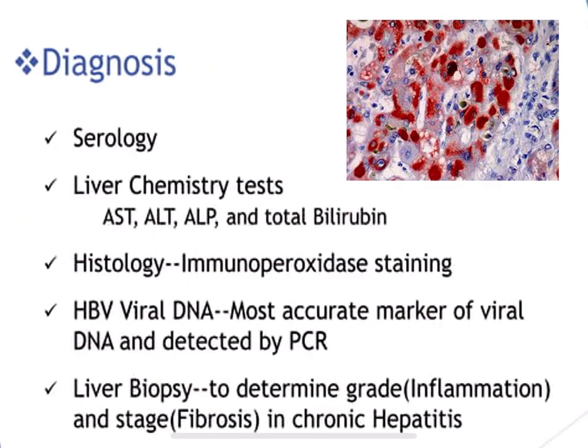Diagnosis will include the serology. We have the serology, the detection of several antigens and their antibodies. They are important in identifying the stage of HBV infection. So the serology plays a very important role because we need to detect those antigens and antibodies. We need to know what stage it is. Is it an acute infection or is it a chronic infection?